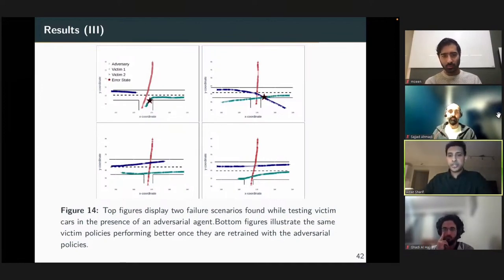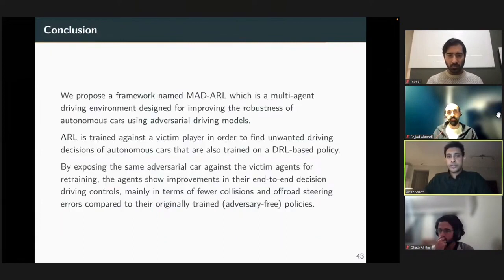But when we retrain them, we can see that they have increased their robustness, and their driving behavior is now better. One thing to note here is that the time aspect is missing. So it might look like the adversary is colliding with them, but this is just a two-dimensional representation without the representation of time. So we conclude our work by proposing this framework and this two-step methodology.